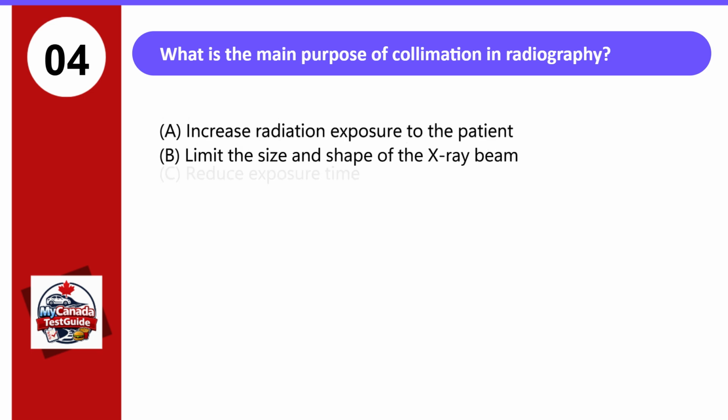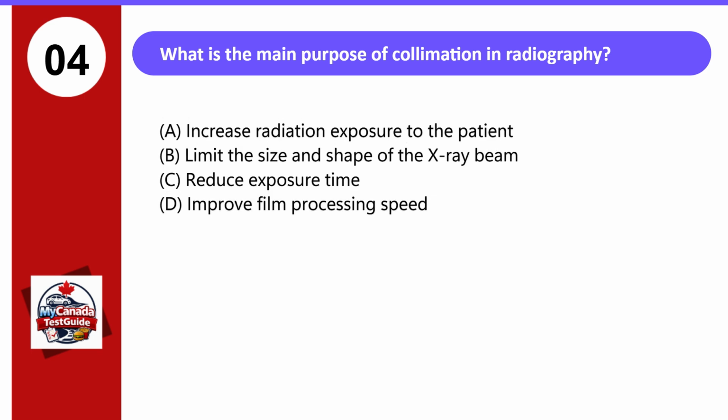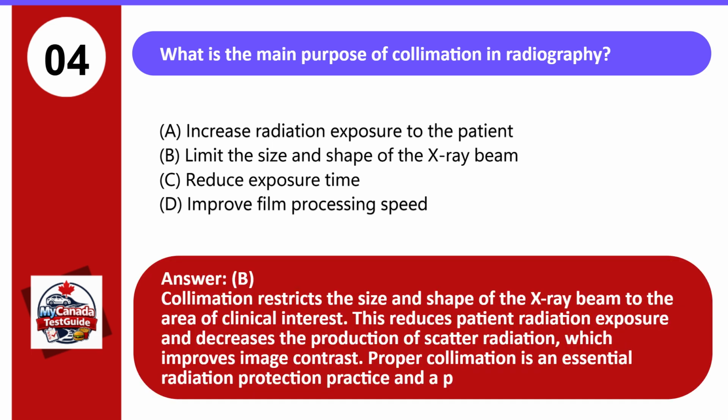What is the main purpose of collimation in radiography? A. Increase radiation exposure to the patient. B. Limit the size and shape of the X-ray beam. C. Reduce exposure time. D. Improve film processing speed. Answer, B.